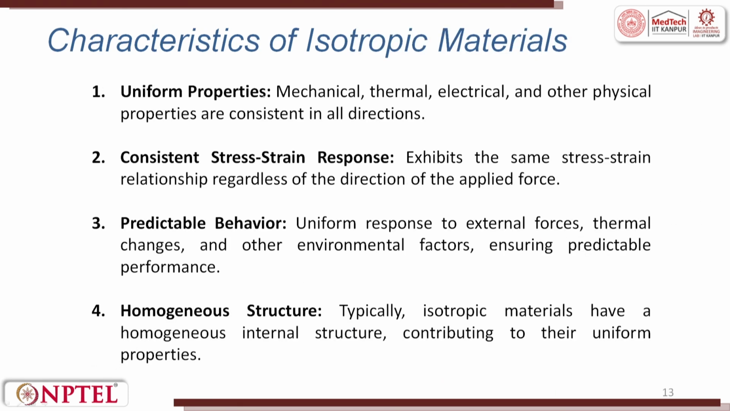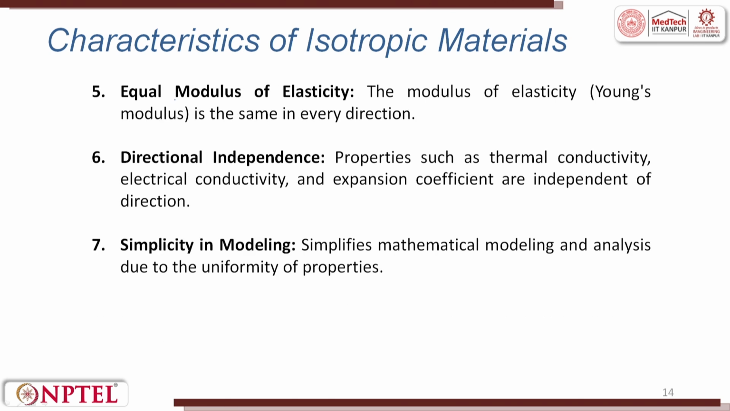Characteristics of isotropic material: uniform properties. Mechanical, thermal, electrical and other physical properties are consistent in all directions, with consistent stress-strain response, predictable behavior and homogeneous structure. So, these are the characteristics of isotropic material. It will also have equal modulus of elasticity.